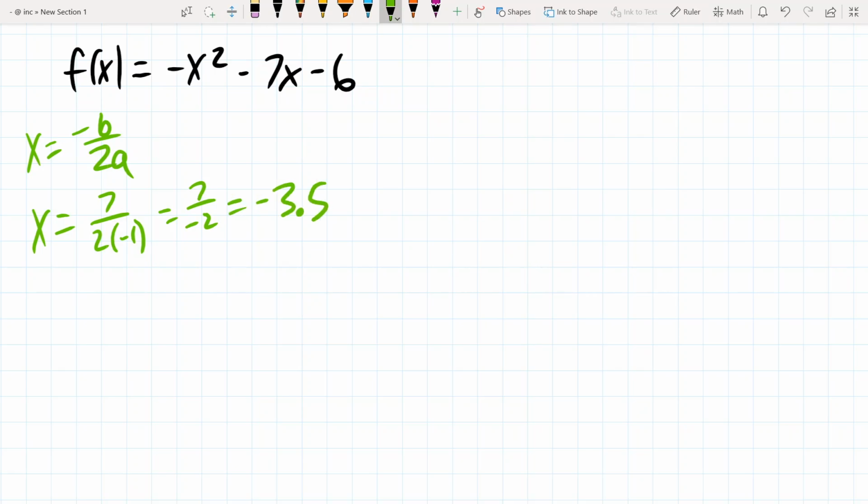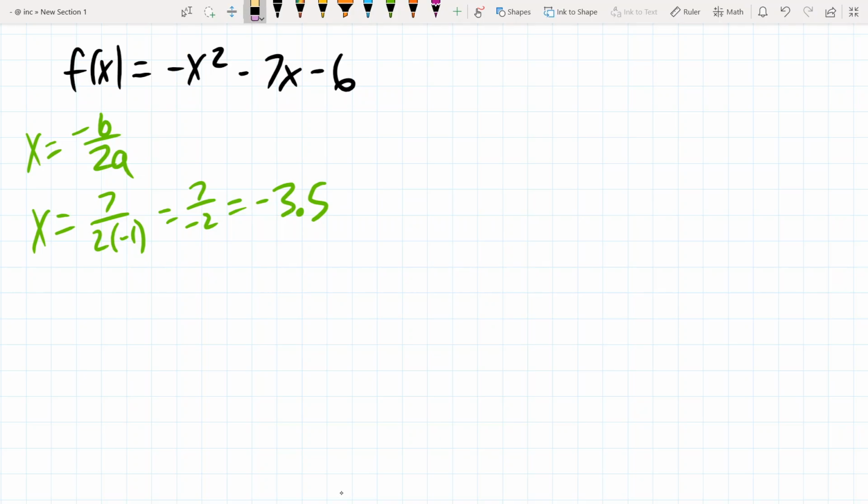I imagine one mistake that some people might have made here was having positive 3.5 instead of negative. You have to remember, if you're taking negative b and b is already negative, then you make it positive. Also, you have to remember, if a, there might not be a number here other than that negative sign, but you've got to remember that means it's a negative 1, so you've got to account for that.